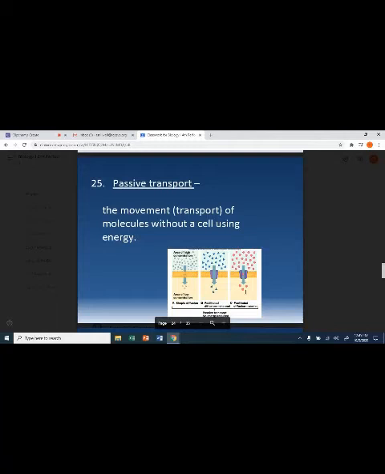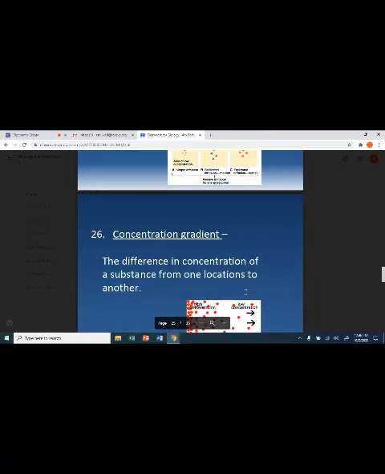Now we're going to get into passive and active transport. Passive transport is the movement or transport of molecules without the cell using energy. Passive, no energy. Three types of passive transport: diffusion, facilitated diffusion, and osmosis.